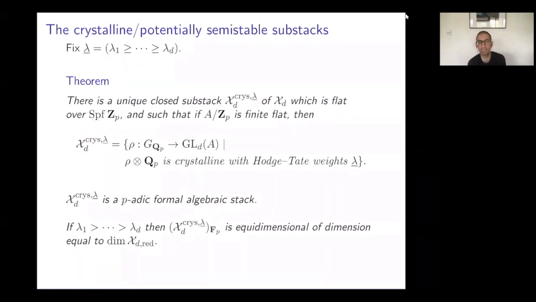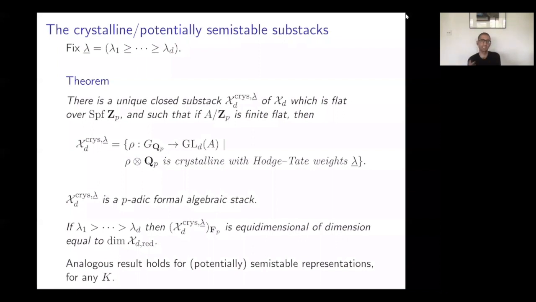So in other words, if you take this crystalline substack, it's something inside it which is quite a lot smaller. I mean, the dimension of it is roughly d choose 2, whereas the dimension of the whole stack is supposed to be more like d squared. But it is genuinely an algebraic thing. It doesn't have these strange formal directions. You can really move algebraically here. And in particular, the special fiber, because it's equidimensional of dimension equal to the dimension of this underlying reduced stack, is actually just picking out some of these irreducible components from one of my earlier slides.